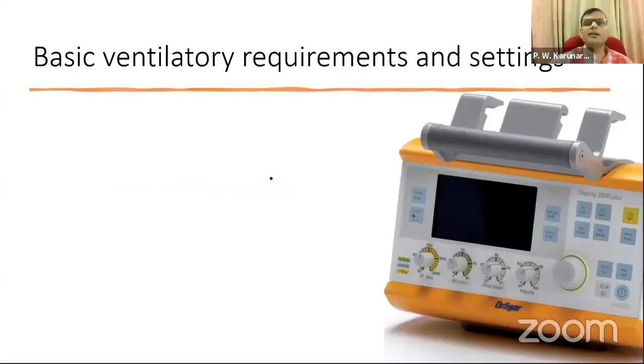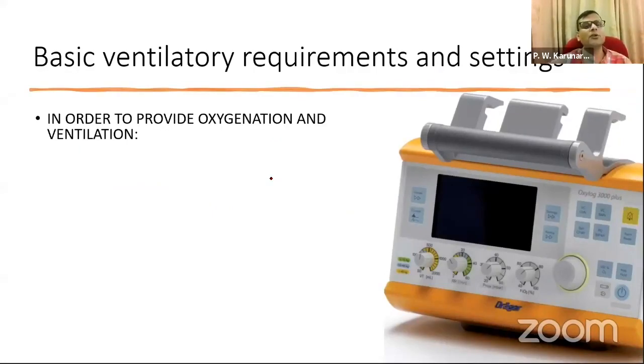So, basic ventilator requirements and settings. The idea of ventilation in COVID is basically oxygenation, and you always have to look after ventilation, that is carbon dioxide removal. Oxygenation is providing oxygen into the bloodstream, and that is what we try to do with these ventilators. Now, each and every portable ventilator is different in its appearance and in how the knobs are located, so it would be difficult for me to teach you each and every ventilator.